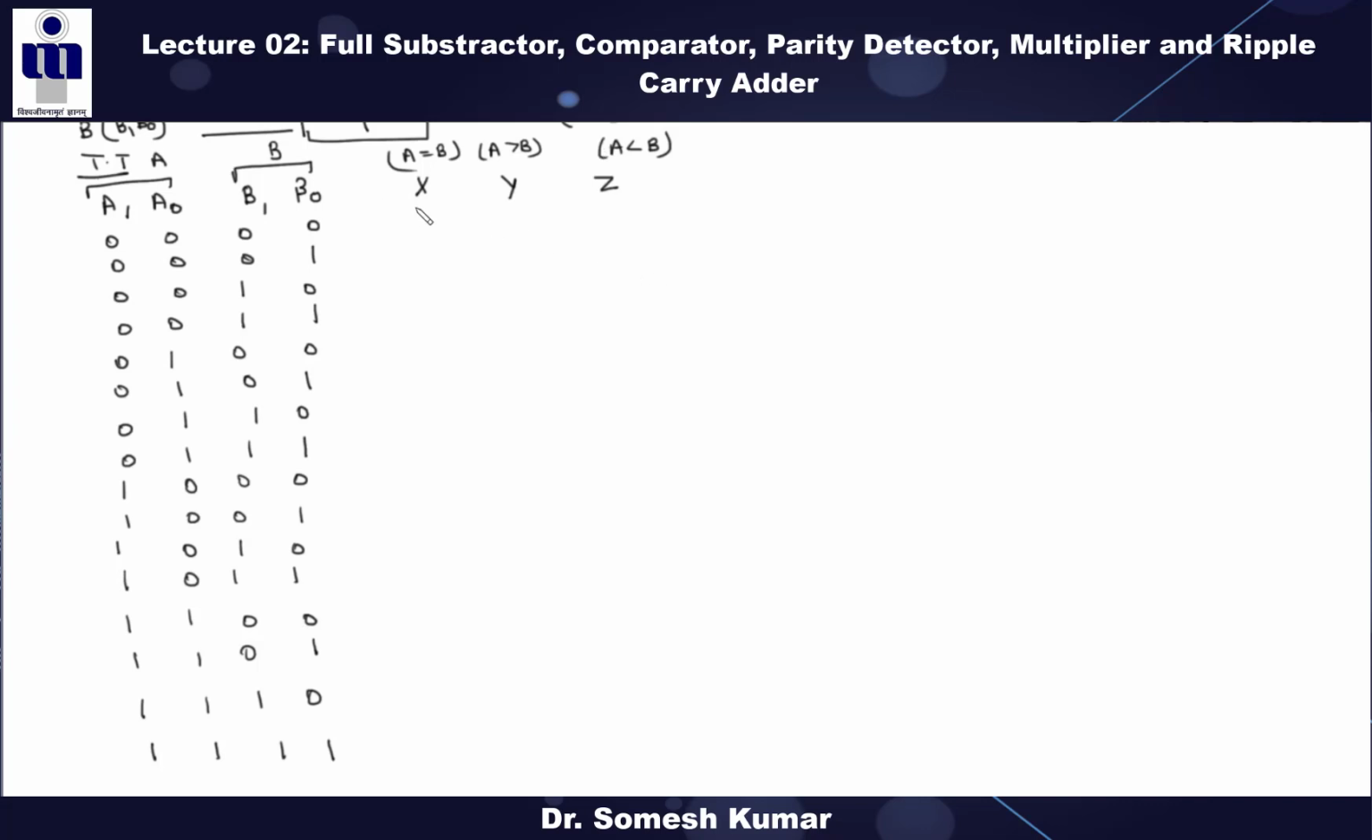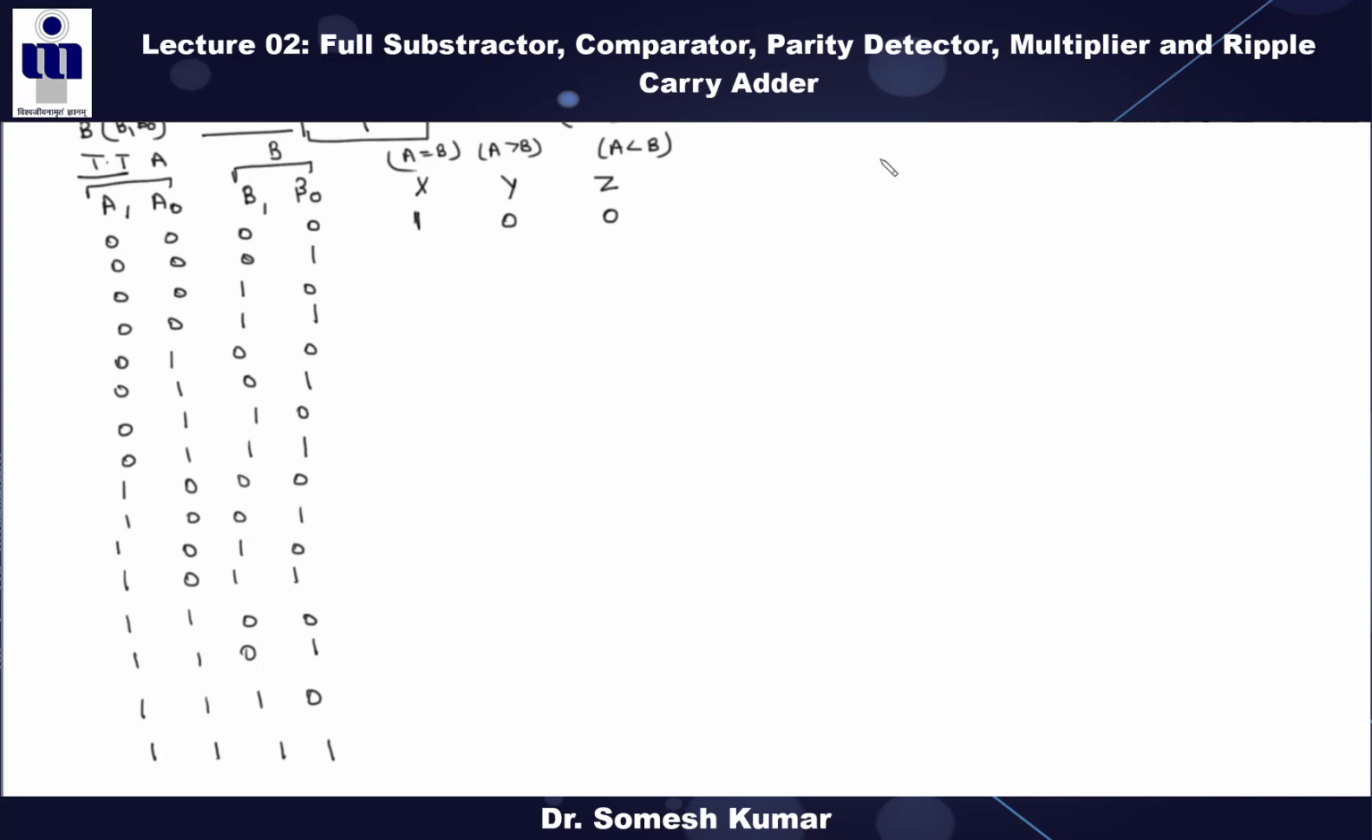So go to the first X. In this first X, is A equal to B or not? A is basically 0 0, B is also 0 0, so we can say A is equal to B. What about these two conditions? These are 0 0. So what happened in the next?